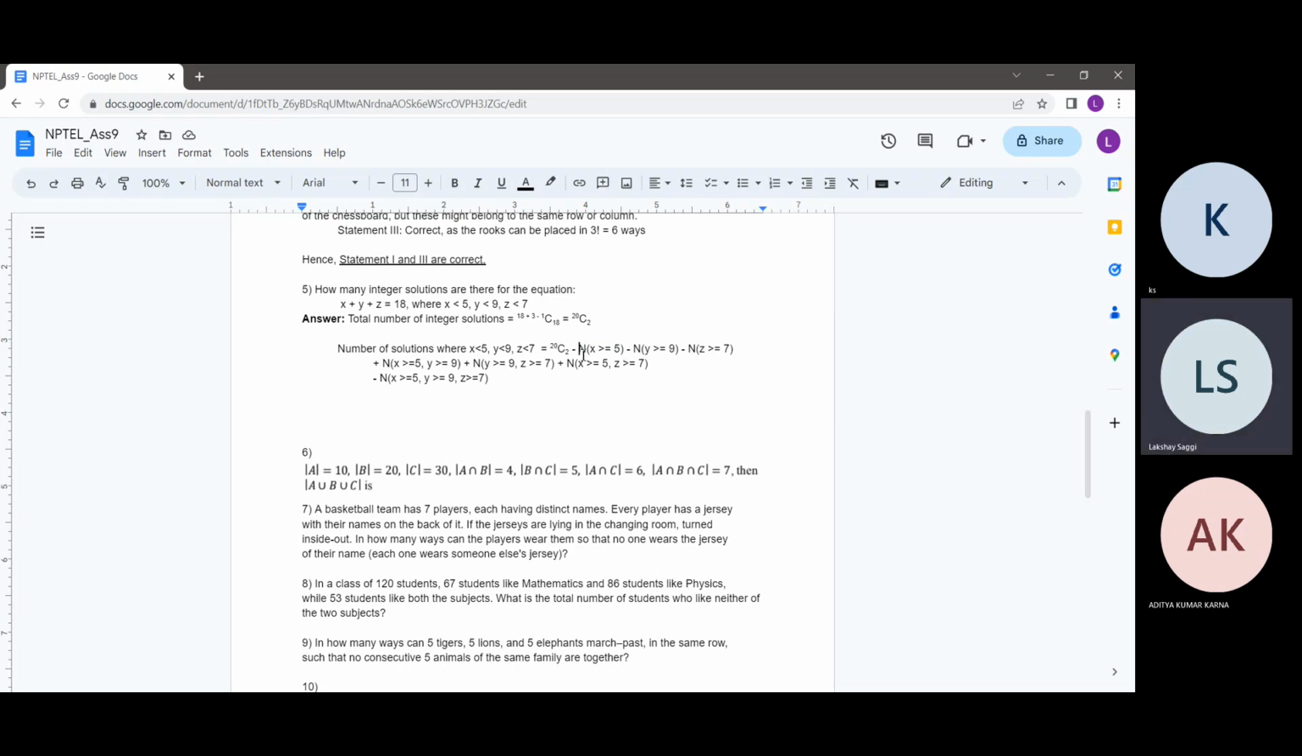So now, using the principle of inclusion-exclusion, we have written the value of the solution. It will be this formula. But now we also need to calculate these individual terms, like this n of x is greater than or equal to 5.